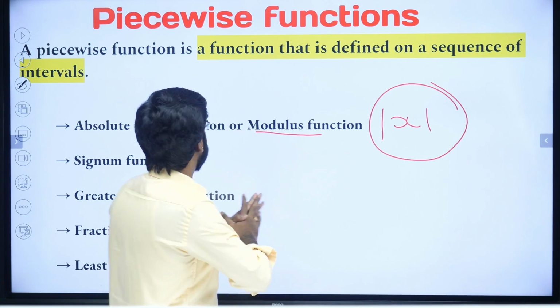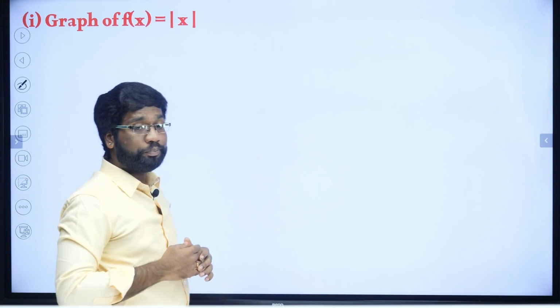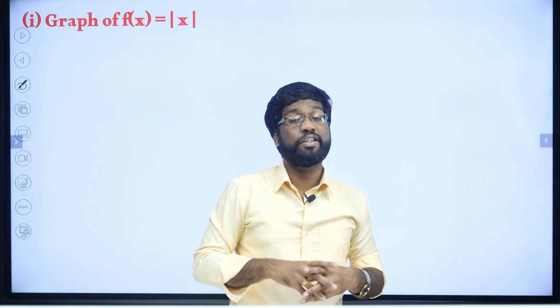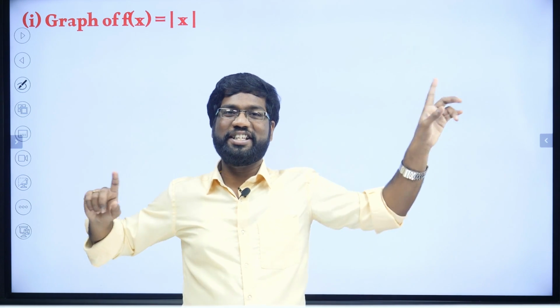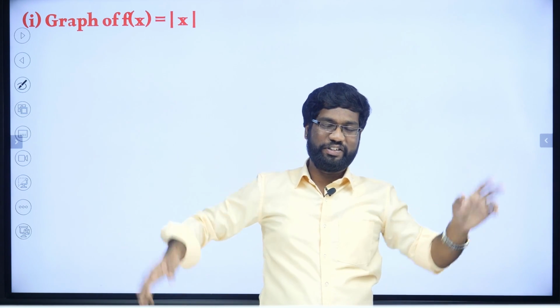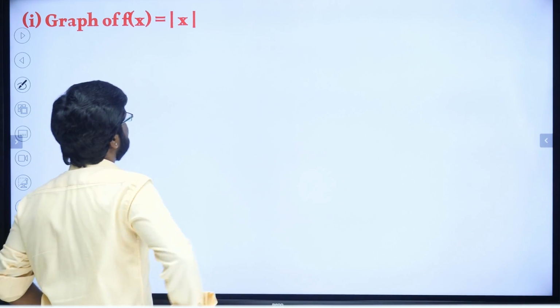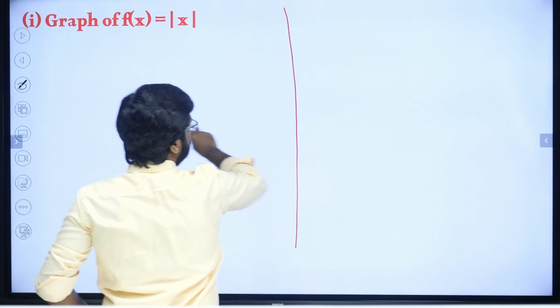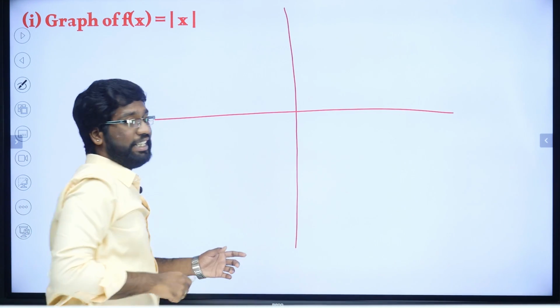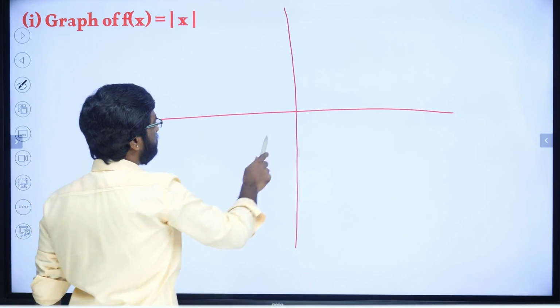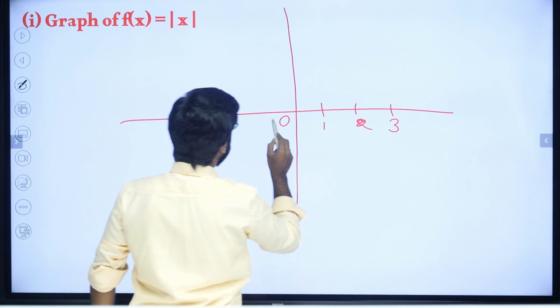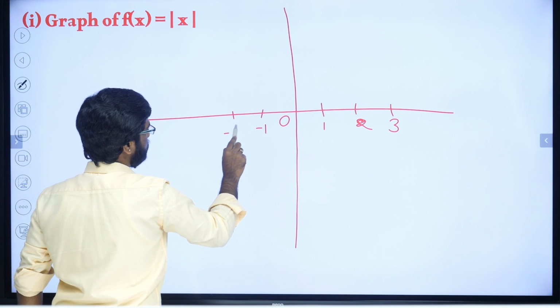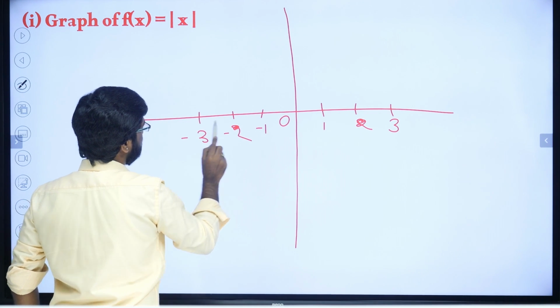Now we are going to see how we are going to draw this graph, my dear students. After that, we are going to see the entire study: the domain, range, symmetry, everything we will see. Okay. So for modulus x, the graph is going to be very simple, my dear students. 0, 1, 2, 3, -1, -2, -3.